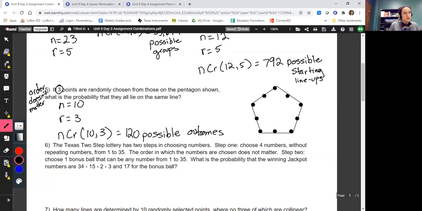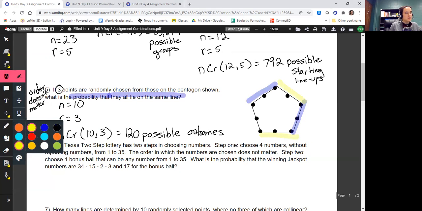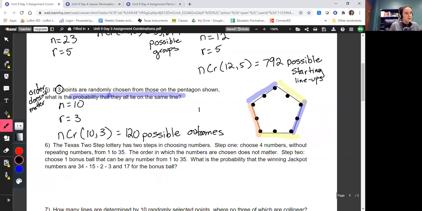But we're not finished, because we want to know what the probability is that all three are on the same line. So we have 1 set, 2 sets, 3 sets, 4 sets, 5 sets. So our probability is 5 out of 120. Make sure you reduce your fraction, and get 1/24.